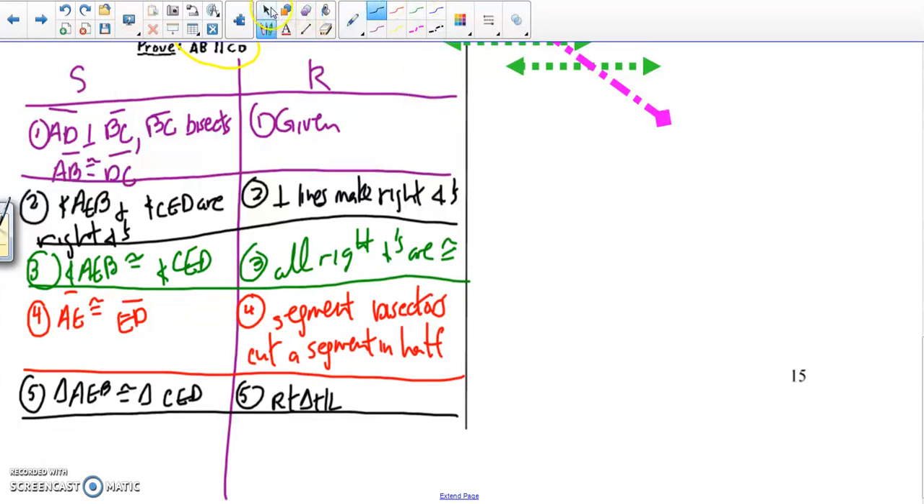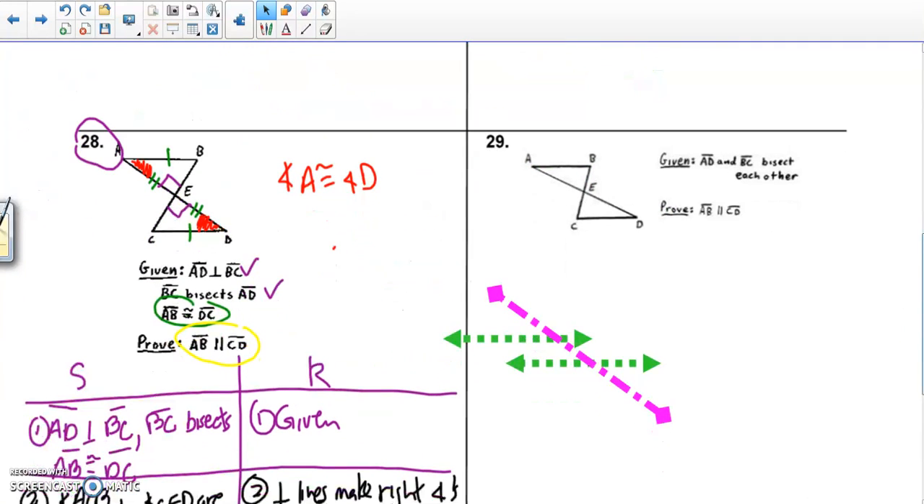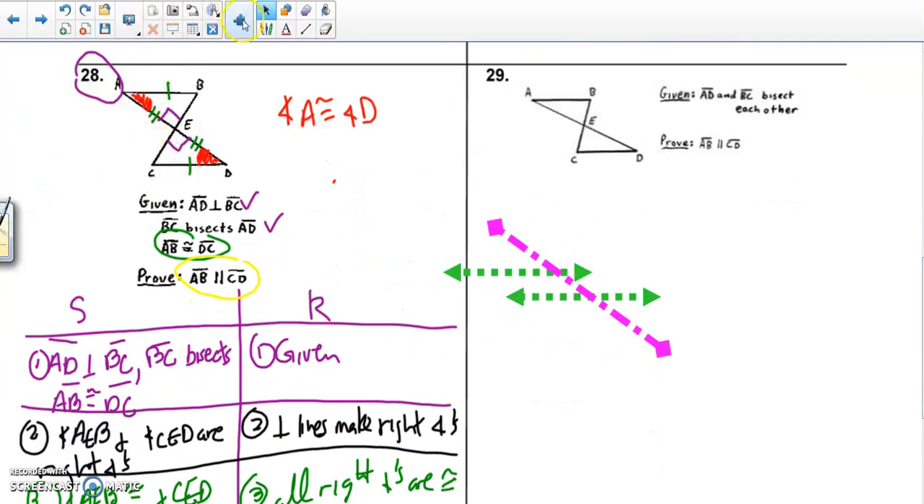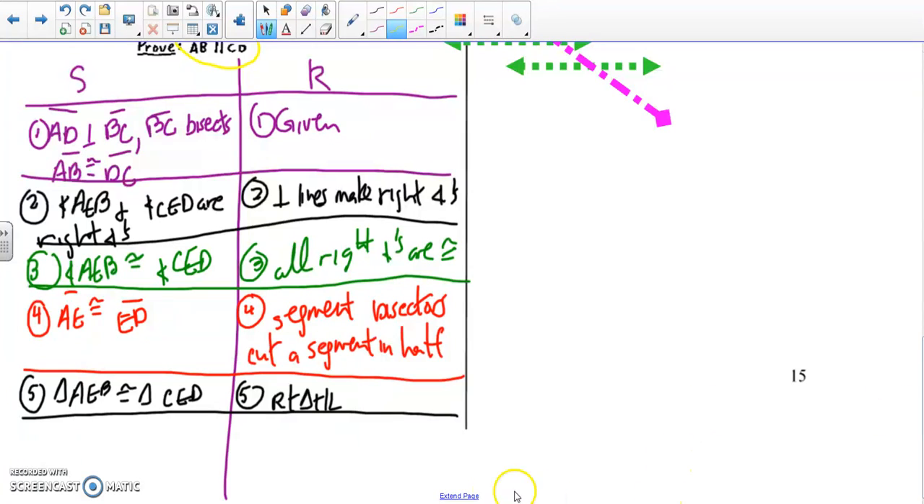All right, so that opens up all the CPCTC rules to us. Now remember what we said earlier. Since these two triangles are now congruent, it proves for a fact that angle A and angle D are congruent. And since angle A and angle D are congruent, that means that these lines have to be parallel because these alternate interior angles are congruent. So those last two steps are tough, but at the very least, we should all be able to get those triangles set up to be congruent at this point.